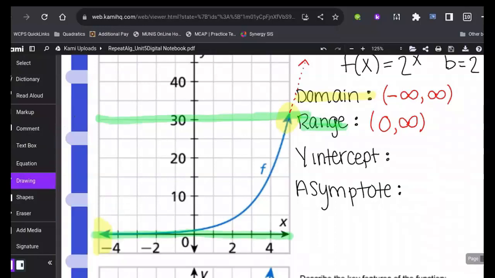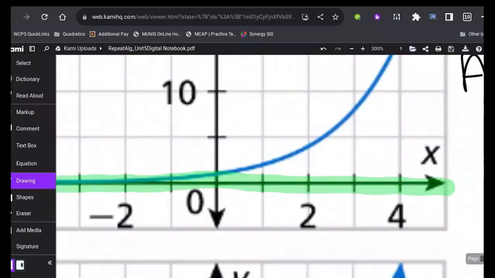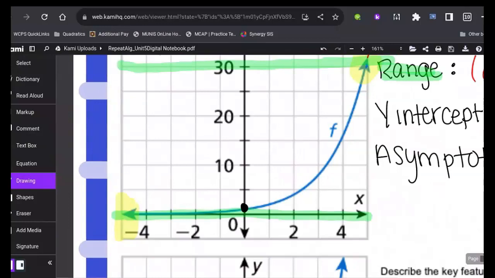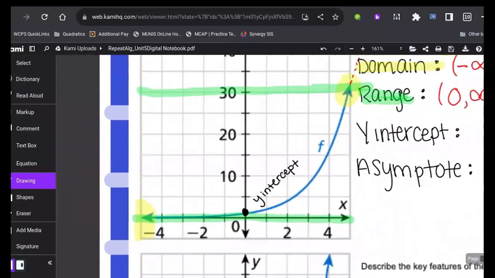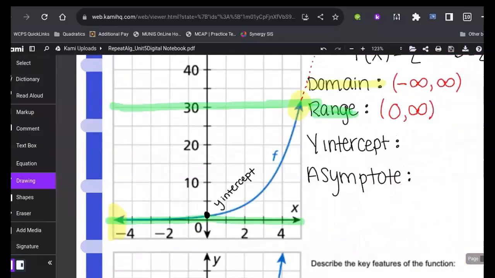All right, moving on. So our y-intercept is where the graph crosses the y-axis. So here's the point that we're going to label as our y-intercept. So that's at the point (0, 1). So if we were to do this in Desmos, we would be able to type in the equation and it would show us the y-intercept is at (0, 1). So we always write our y-intercept as a coordinate.